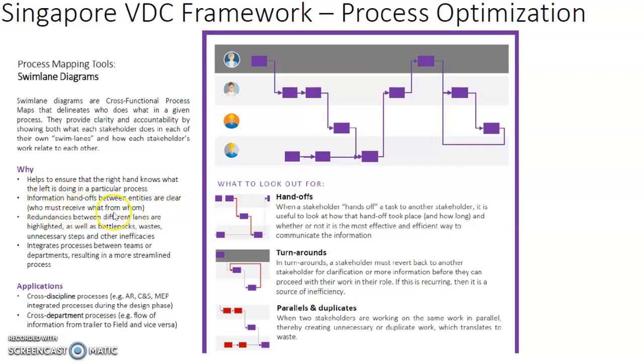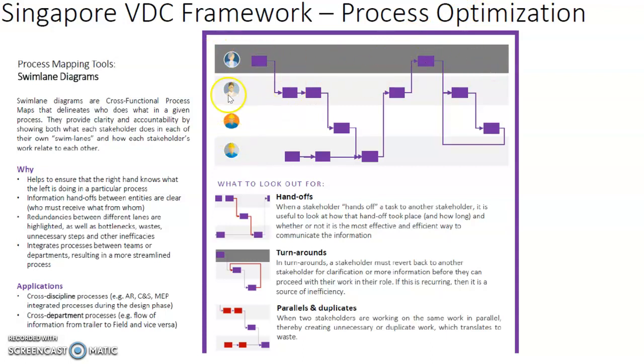Who must receive what from whom? Redundancy between different lanes is highlighted, as well as bottlenecks, wastes, unnecessary steps, and other inefficiencies. It integrates processes between teams or departments, resulting in a more streamlined process. The application of swim lane diagrams can be to the following areas: cross-discipline processes, cross-department processes.